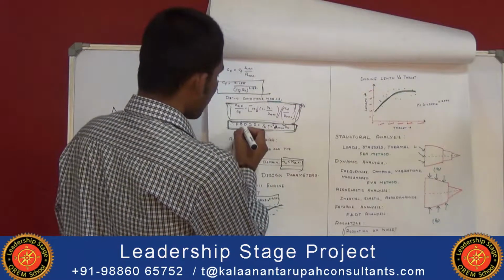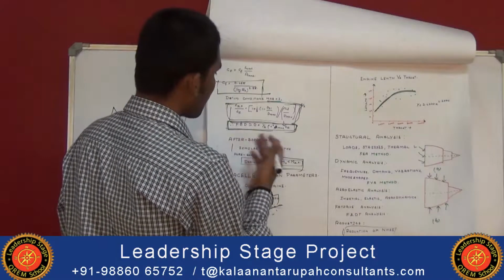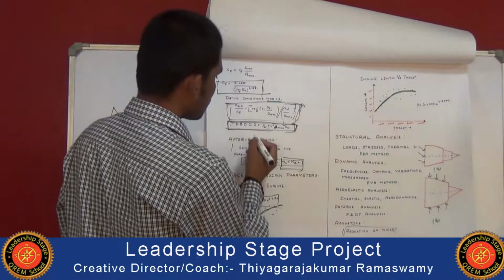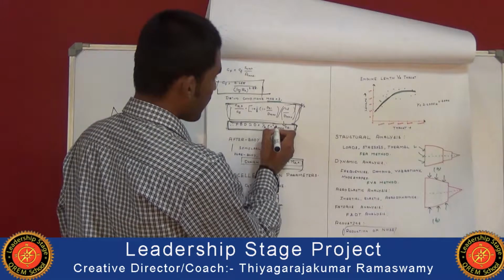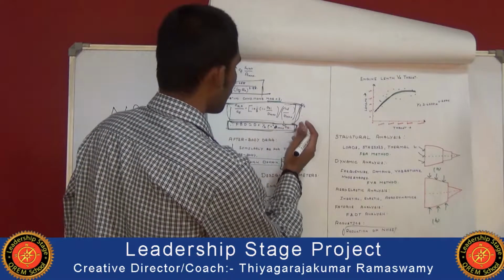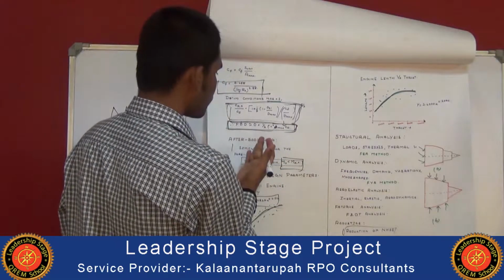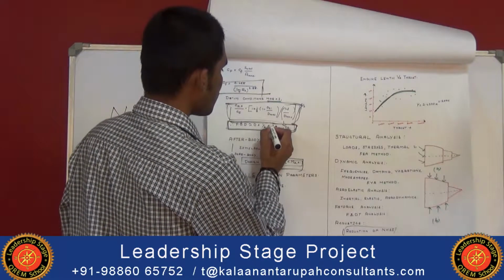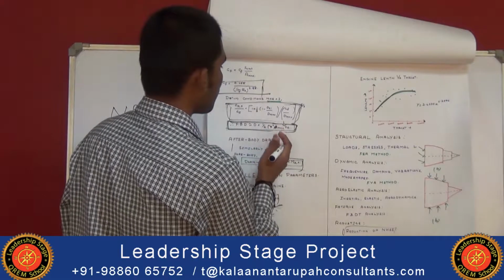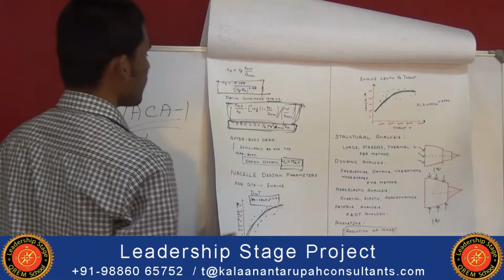And for the forebody design method, the drag estimation is D equals 1 by 2 rho V squared Amax into CD. Here CD is the coefficient of drag, rho is the density of the fluid, V is the velocity of the nacelle, and Amax is the maximum area.